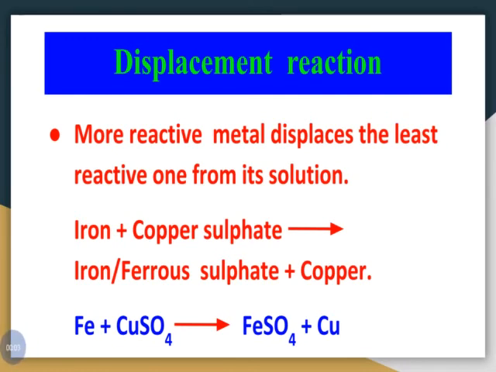Today we learned about the chemical properties of metals and non-metals. Now we can just revise what we learned. In this chapter, mainly we discussed the properties of metals and non-metals. We discussed the physical and chemical properties of metals and non-metals.